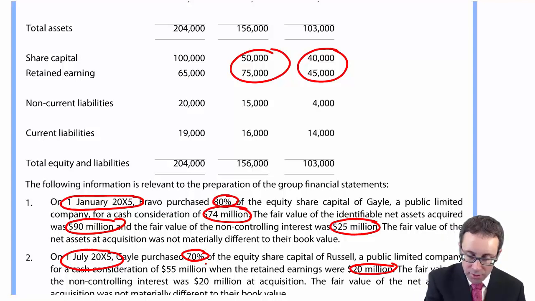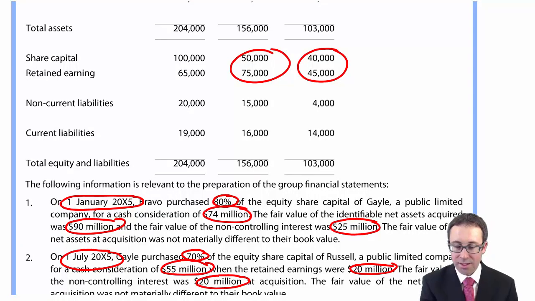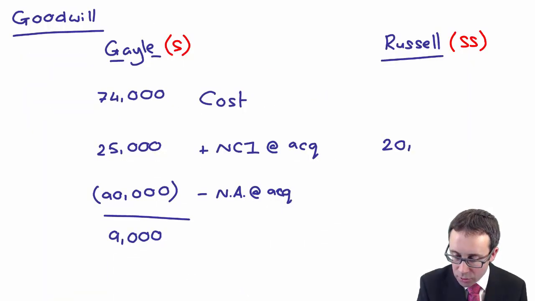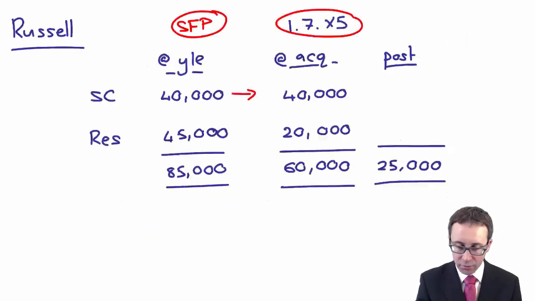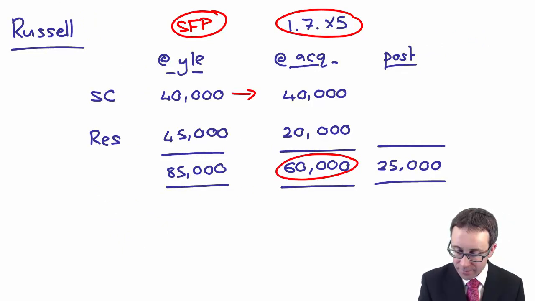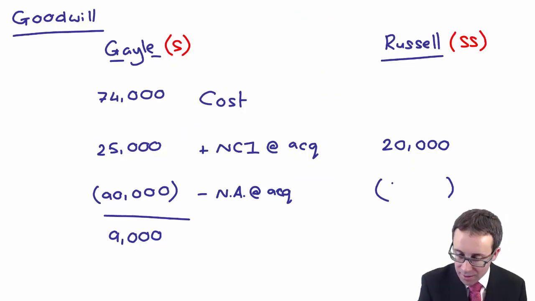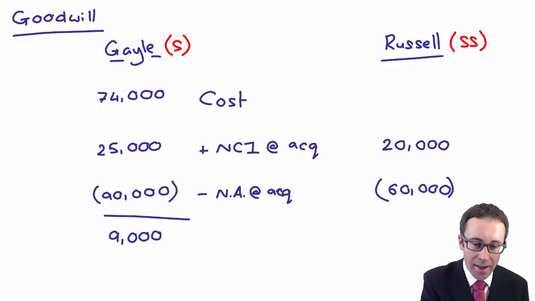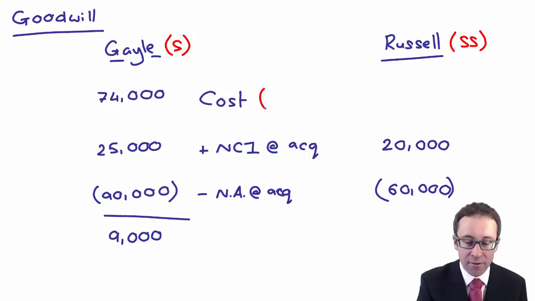It says we bought it for 55 million. The non-controlling interest is at 20, and we know what the net assets are from our working. So the non-controlling interest I think we had there was 20. The net asset to acquisition for Russell, there is it as the 60. So we can put in that 60,000 there. And we know that the investment was 55 million. That's how much that we paid. But be very, very careful, isn't it?